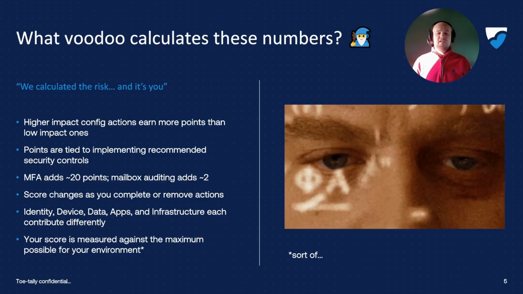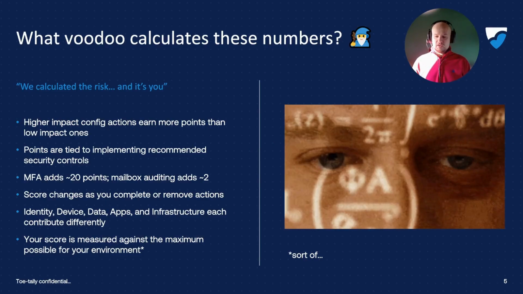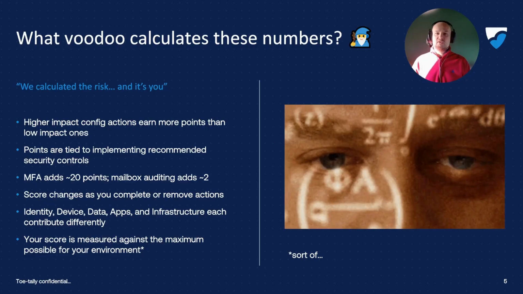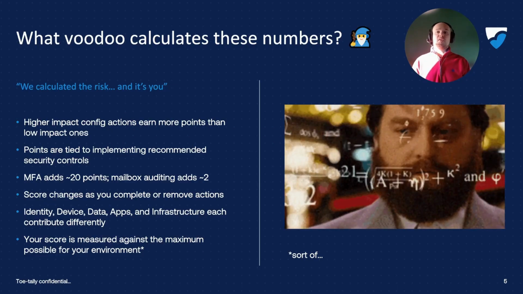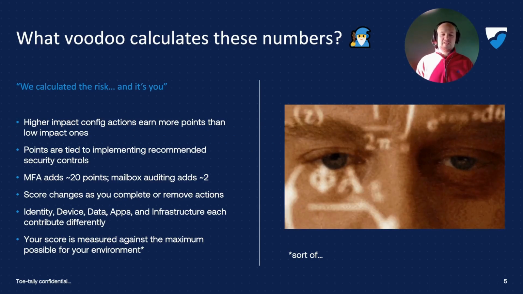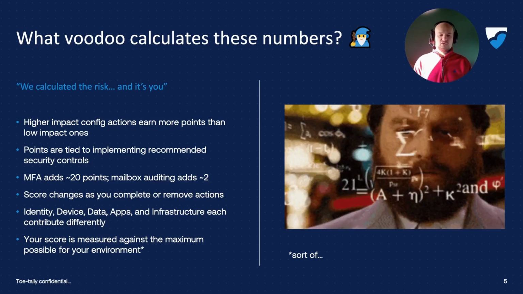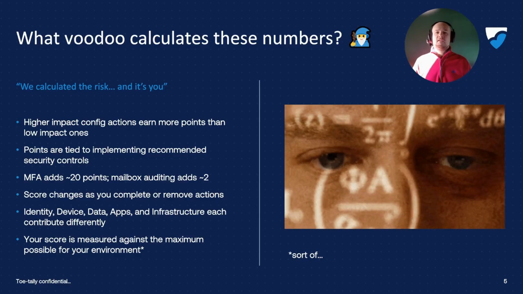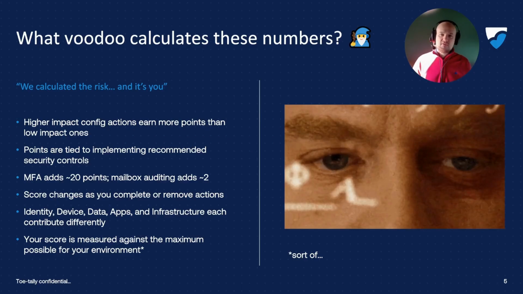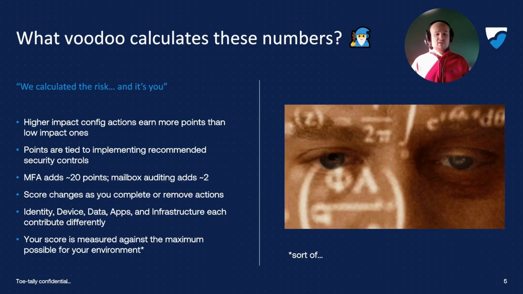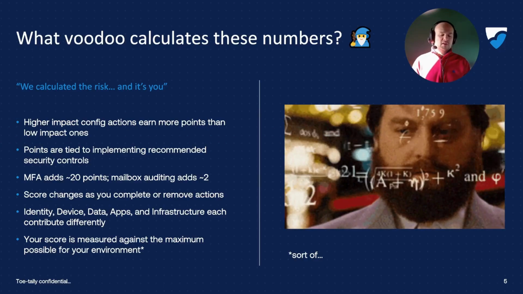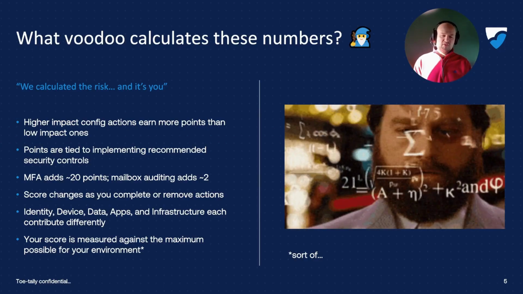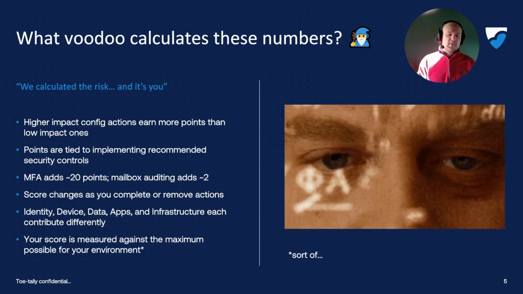And the score changes as you complete or remove actions. So essentially, as you complete an action, Microsoft will detect that change within its configuration. It'll give you the points, mark that recommendation as completed, and automatically raise your score. And again, this will happen in different areas. So for identity, mainly focused around conditional access, but some other settings as well, maybe around user risk or sign-in risk, and things like data, so OneDrive, SharePoint, devices, Intune, that sort of stuff.